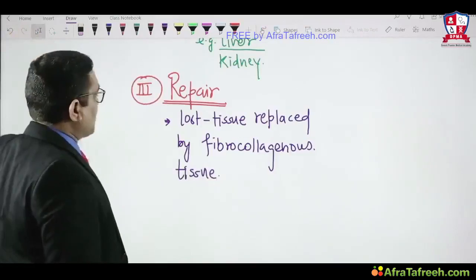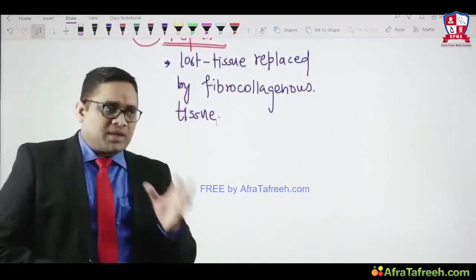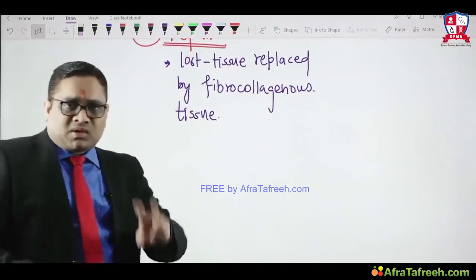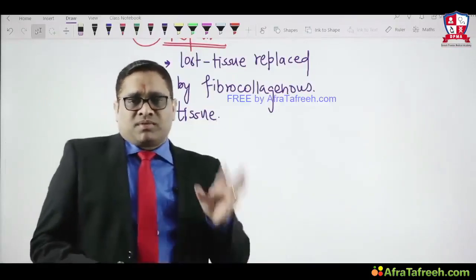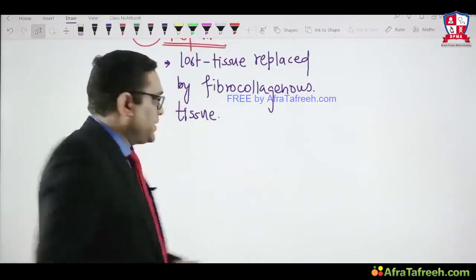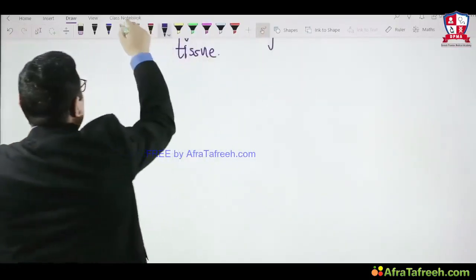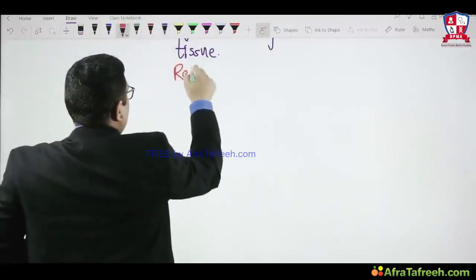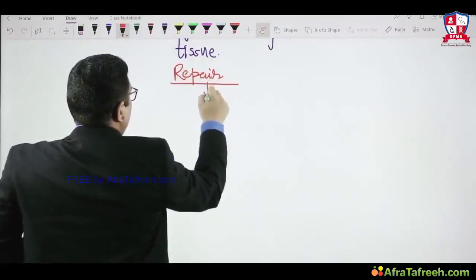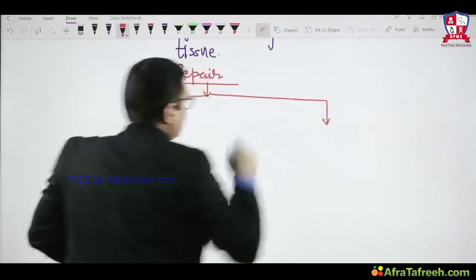So the question comes to our mind, what does repair consist of? Repair is a little extensive topic which we are going to discuss now. Repair consists of two events. So always remember, when we talk about wound healing by repair, repair consists of two steps or two events, right?